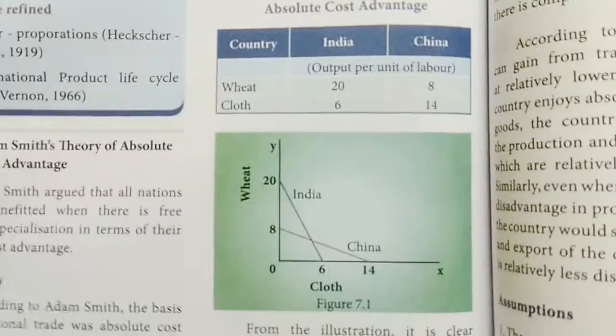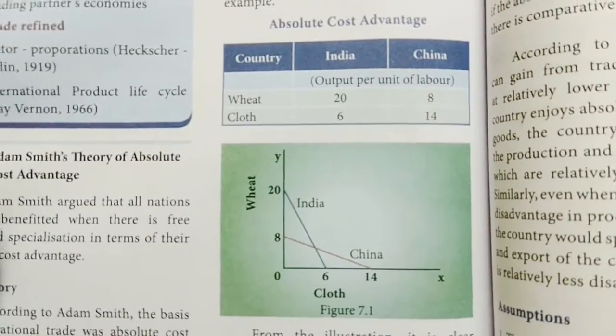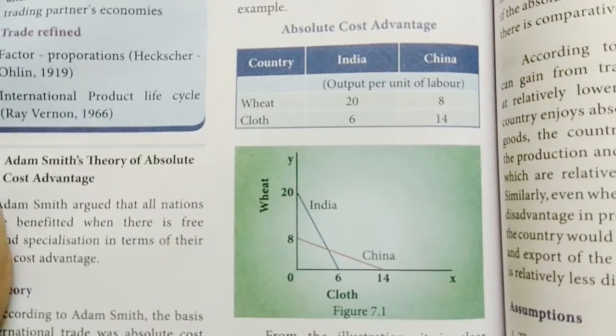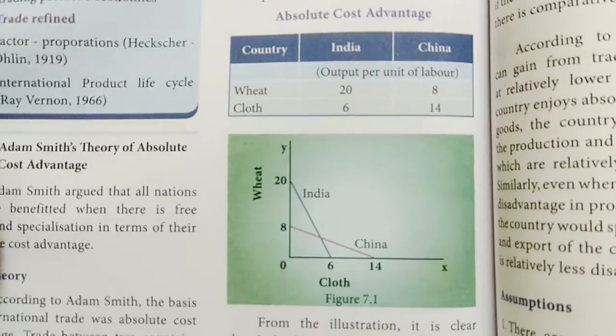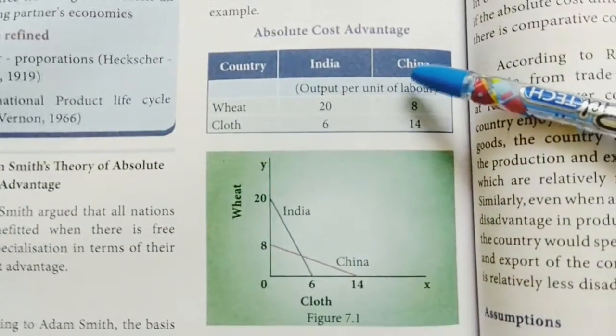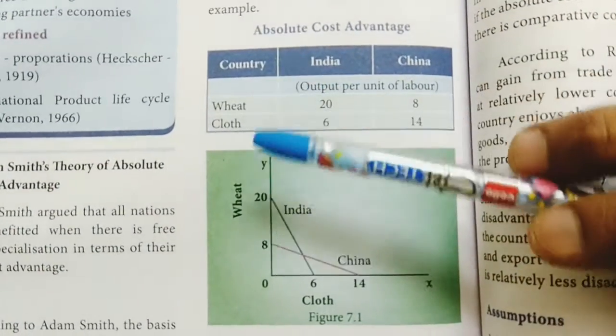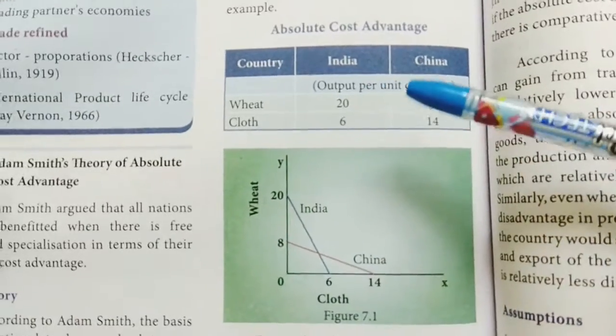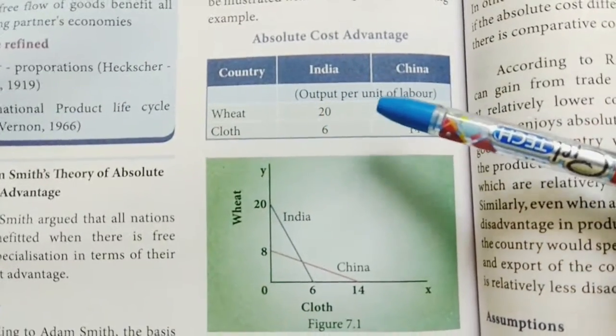Let's see the theory in detail. The absolute cost advantage theory can be illustrated with the help of the following example. This table and diagram explain the absolute cost advantage. See, there are two countries, India and China. They are producing wheat and cloth. Look here, output per unit of labor.